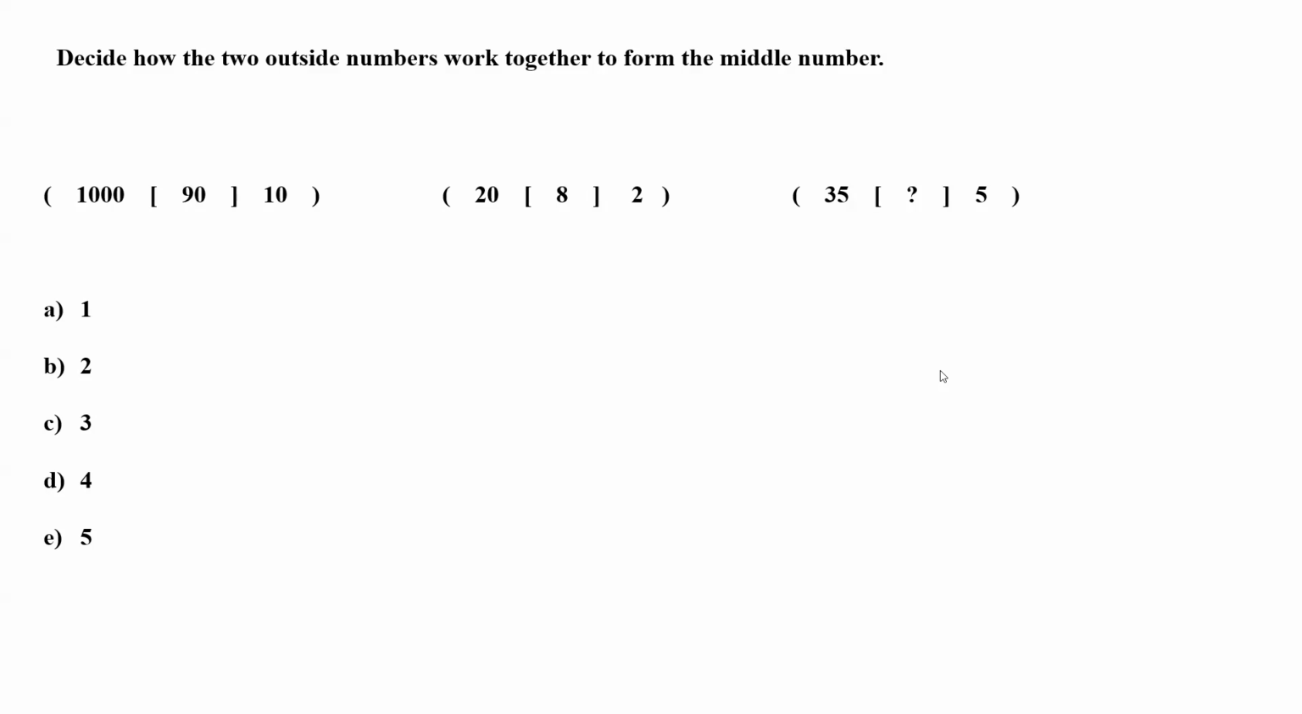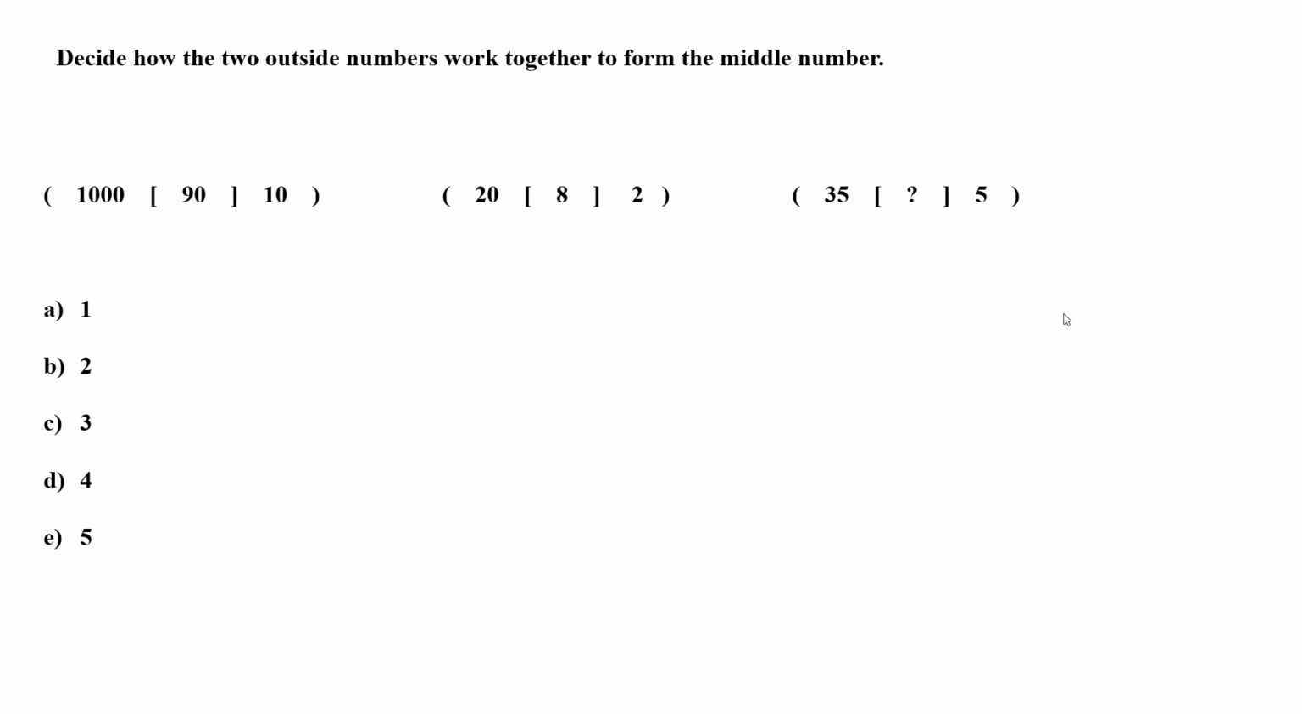So I noticed that the pattern was, you do 1,000 divided by 10, which is 100, and then you take away 10, which is 90, and then 20 divided by 2, which is 10, take away the 2, which is 8, so 35 divided by 5 is 7, take away 5, which is 2. Wow, very good. Very well explained. That's a difficult one to explain as well, so you did an amazing job.